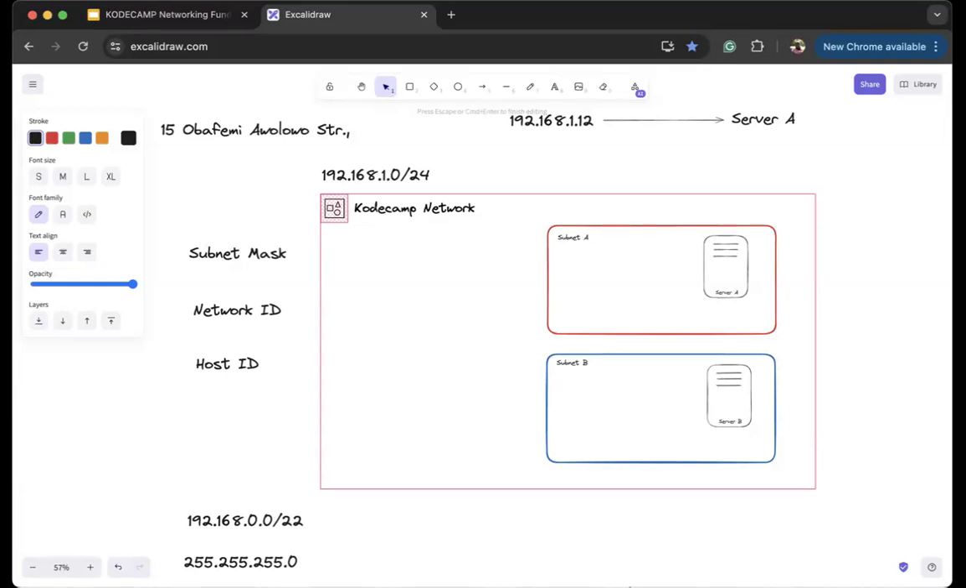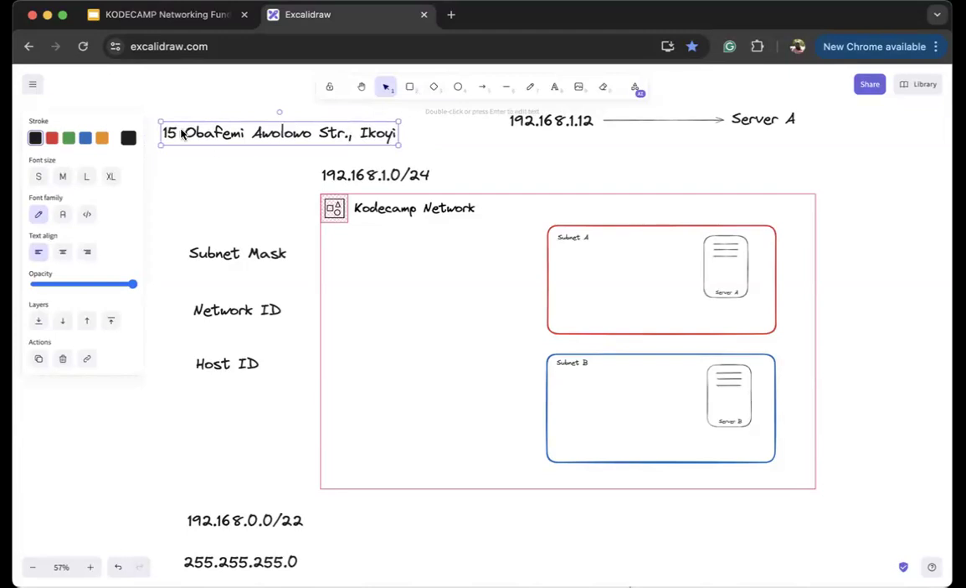Right? Equally, as an address to a house. Okay. 15 Obafemi Awolowo Street is the ID of the street.